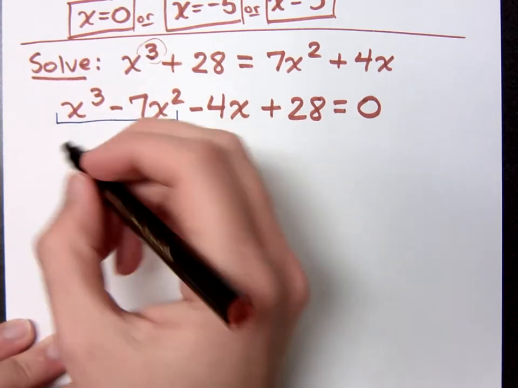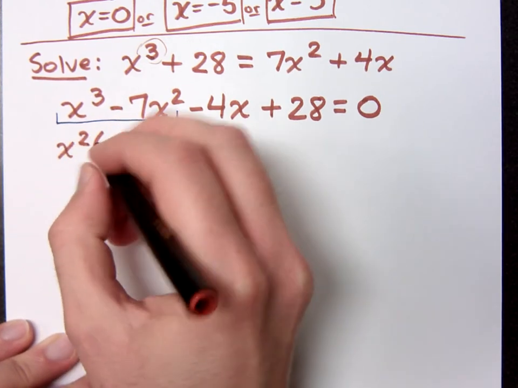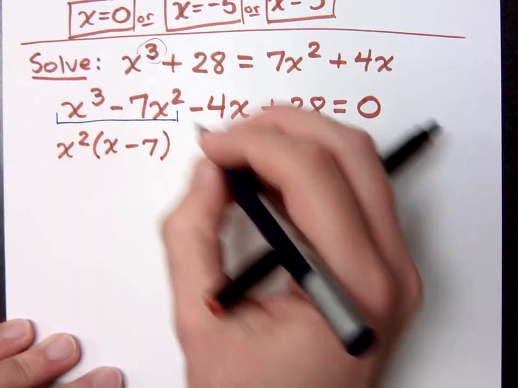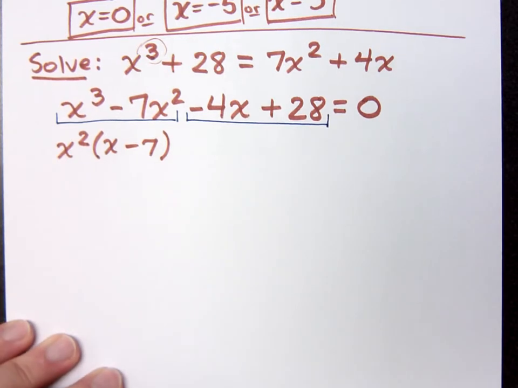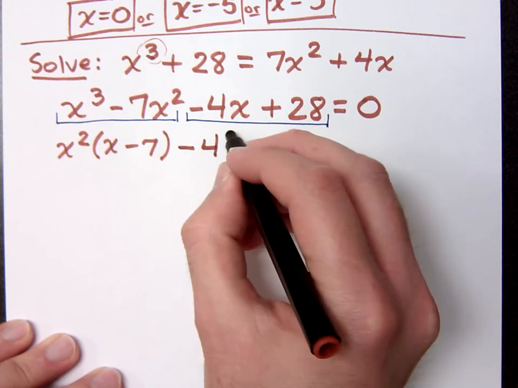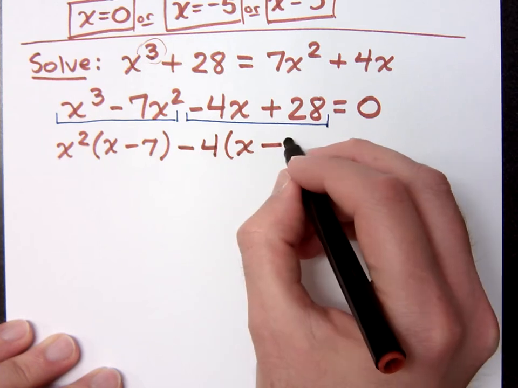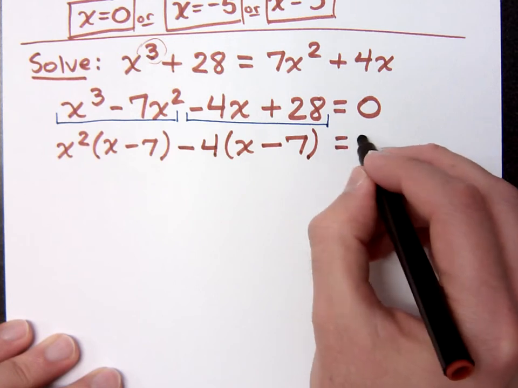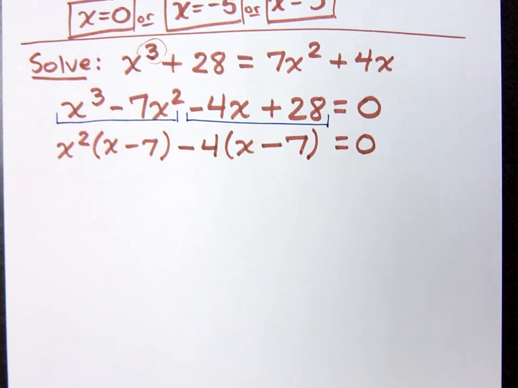So in the first group, what's the common factor? x squared, and what am I left with? x minus 7. The second group, which consists of the terms negative 4x plus 28, what's the common factor there? Negative 4. It's negative 4, not 4x. So negative 4 times x, minus 7. Should be minus. Yeah. Now, this is not factored yet. This is that middle step for factoring by grouping.